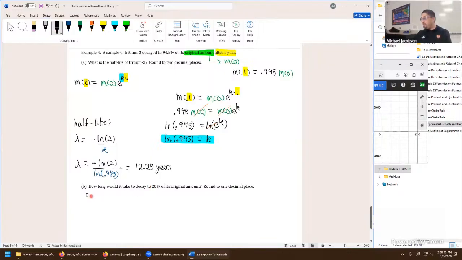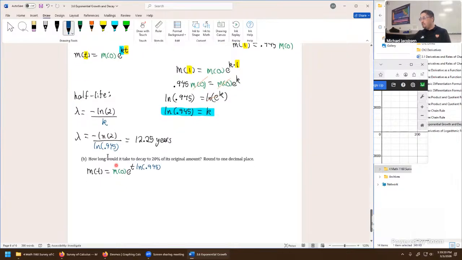Okay, before we jump to solving the part B problem, let's go back here and just put in all the information we have about the model. Its mass at time t equals some initial mass, still an unknown. It's kind of annoying, but it is what it is. We'll work with that. It's e to the power of t times the relative decay rate, natural log 0.945. So there's the entire model.